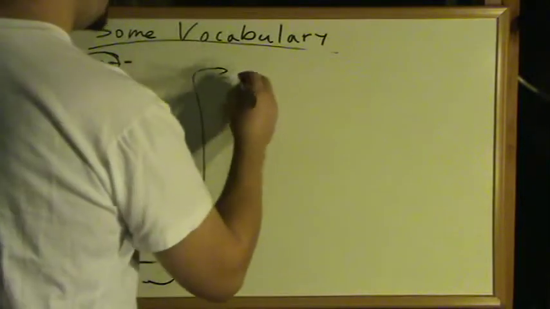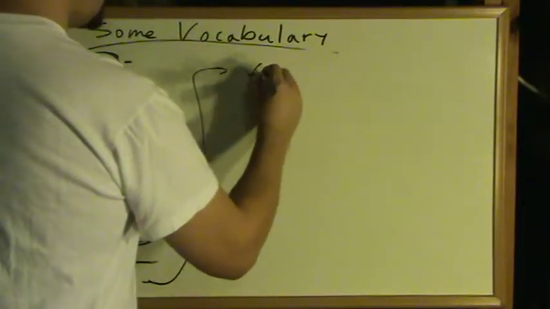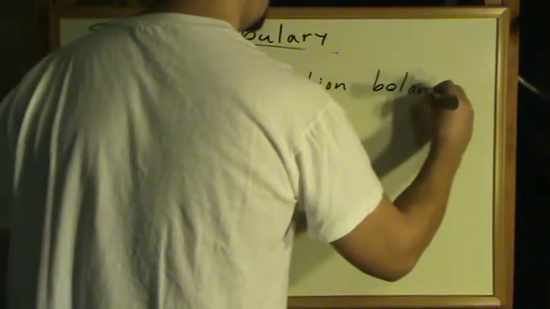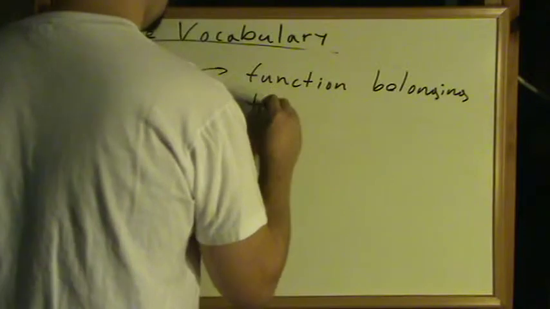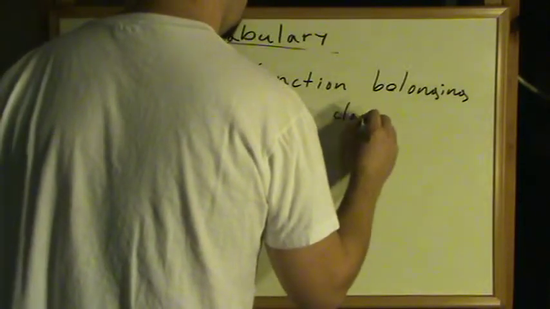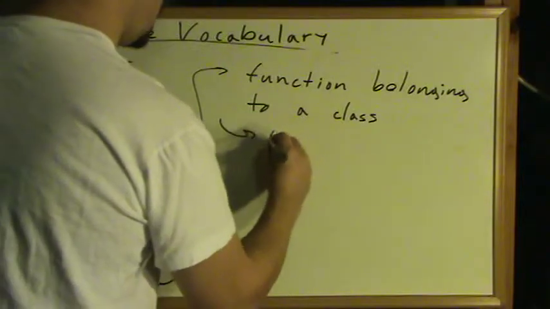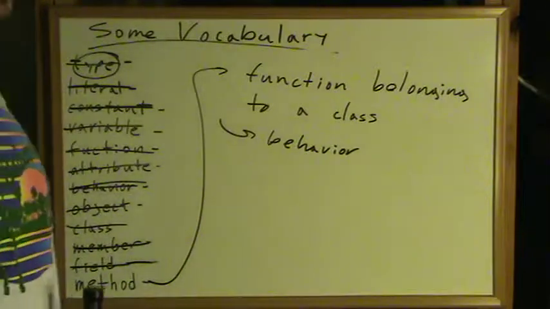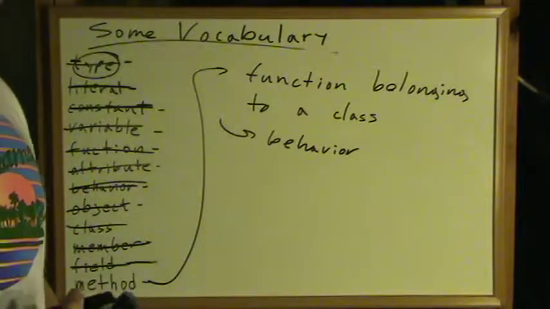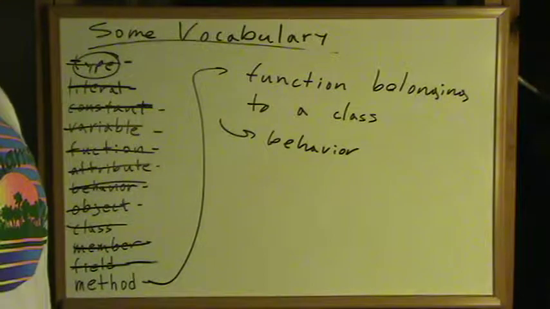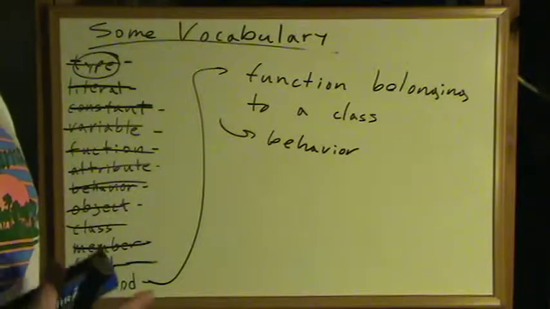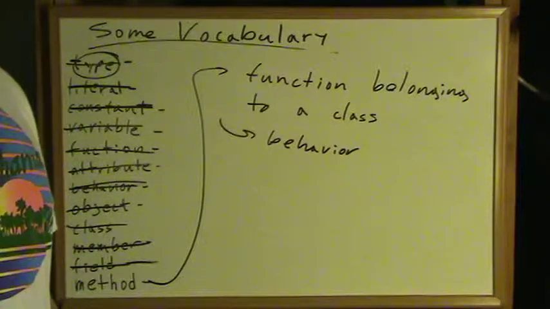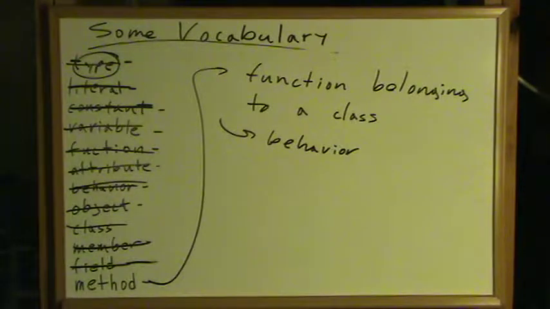And last of all, but not least, a method is a function belonging to a class. Or behavior. So in the case of a car, we could have an open door function, open window function, close door function, close window, start engine, accelerate, brake, turn left, turn right, all those kinds of things. Put in gas.